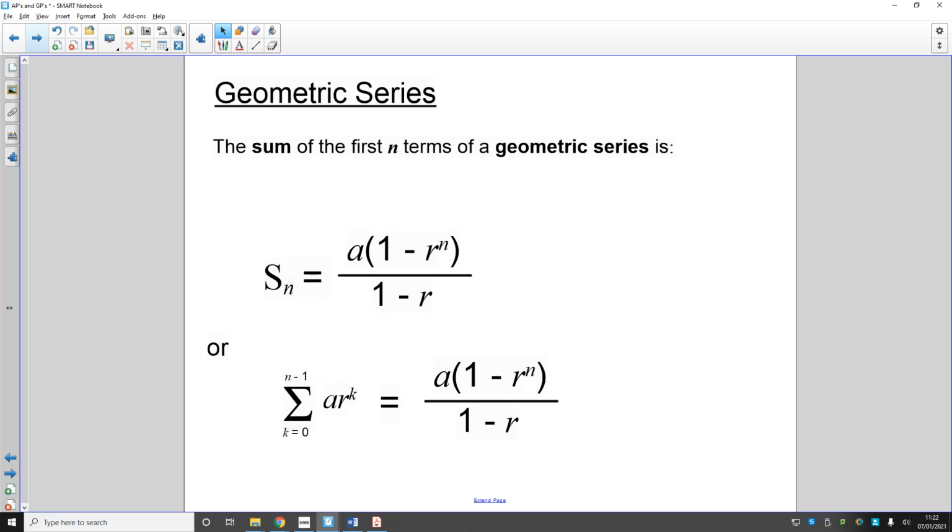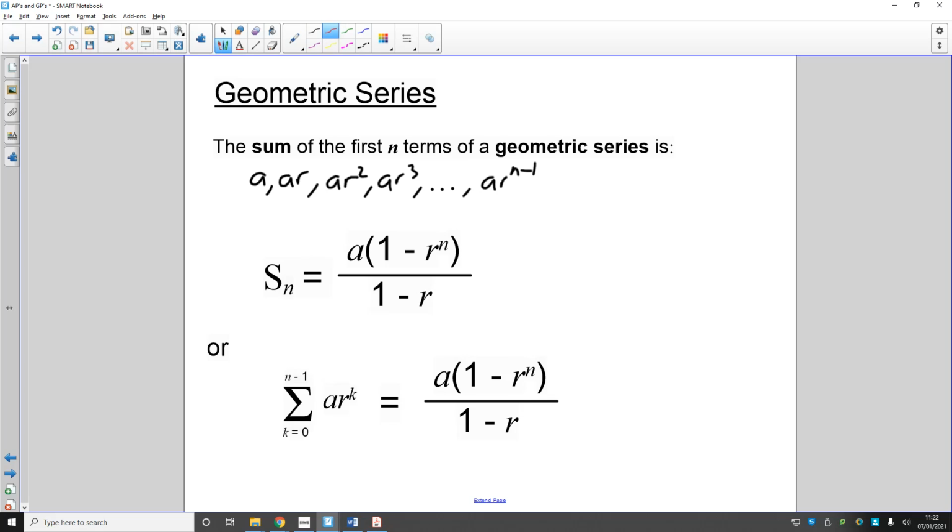So the sum of the first n terms of a geometric series is given by one of these two formulas here. We remember back last time, the first term of a geometric series is given as a. The second term is a multiplied by the common ratio, so ar, then it's ar squared, ar cubed, and so on, all the way up until we get to the nth term, which is given by ar to the power of n minus 1. So, how do we find the sum of a number of terms?